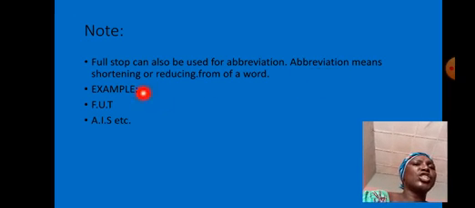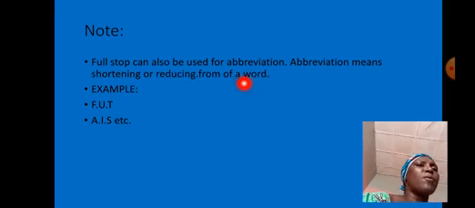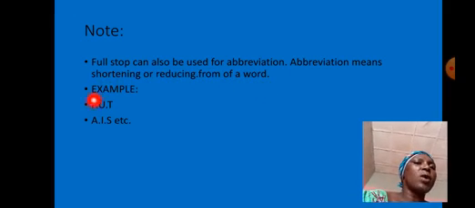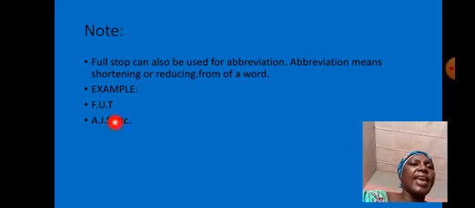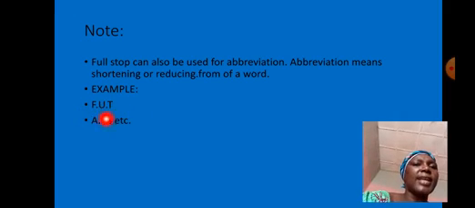Abbreviation means a shortened or reduced form of a word. You remember the word AIS. Yes, AIS is a short form for Al-Ali International School. So this is an abbreviation. Is that taken? Yes, look at another word.